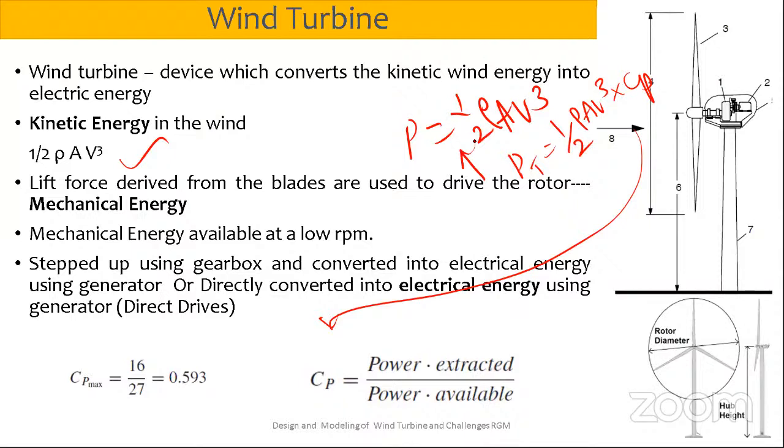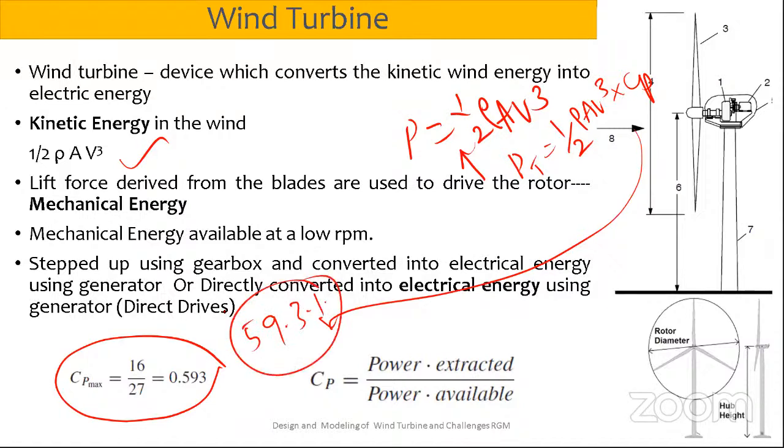This is called the power coefficient, and it has been derived that the maximum power that can be extracted from the wind energy is only 59.3 percent. You may ask the question, why only 59.3 percent? Why can't we go for 100 percent? I'll explain to you. The power available in the wind is half rho A v cube. The power developed by the turbine is half rho A v cube into Cp. Cp is the power coefficient.